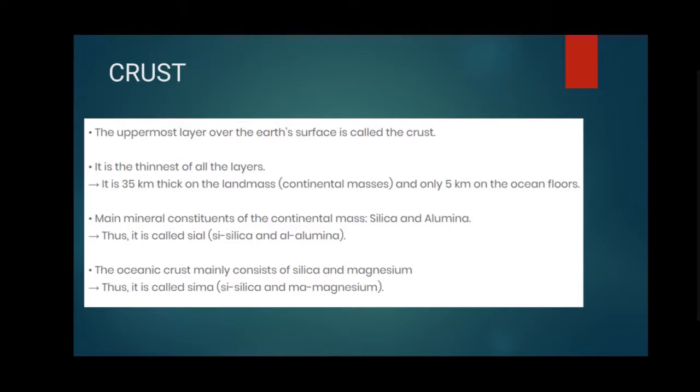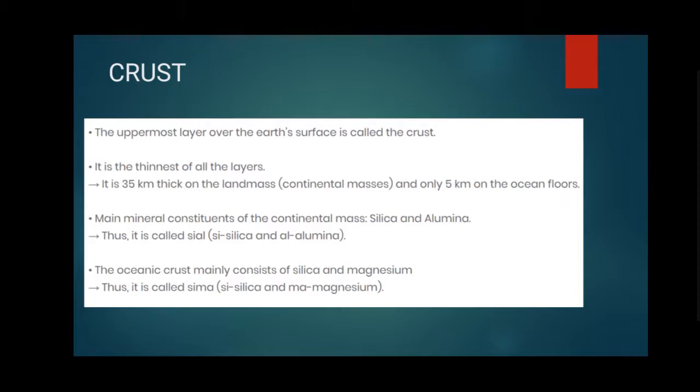Okay, children. Next, we are going to see what the main mineral constituents are. We are going to see separately what the main mineral constituents are in the continental mass and in the oceanic floor. First, the continental mass. The main mineral constituents are silica and alumina. Silica and alumina. So it is called the Sial. Si stands for silica and Al stands for alumina.